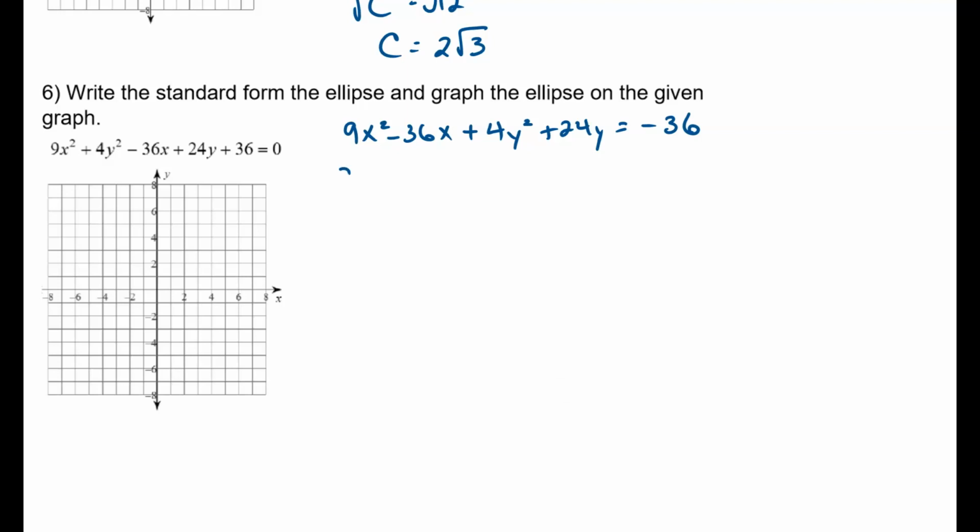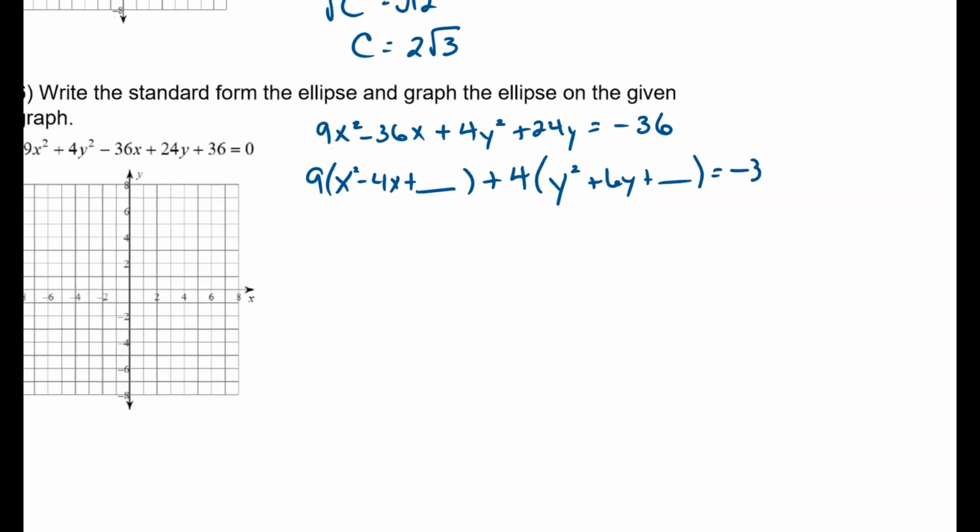Then, my friends, we're going to factor out the greatest common factors for our variables so we can do completing the square. So 9 comes out of the x squared and the 36x. Really, when I say greatest common factor, I should say that differently. You need to factor out the value in front of your squared term. So we go 9 times the quantity x squared minus 4x plus blank, plus 4 times the quantity y squared plus 6y plus blank, equals negative 36 plus blank plus blank. So we can have both of those in there.